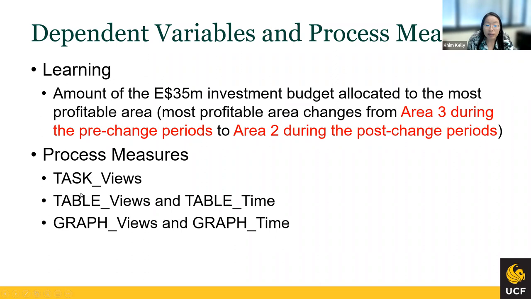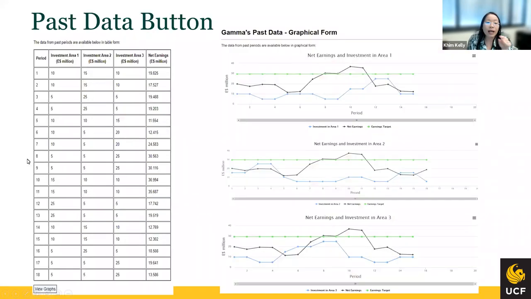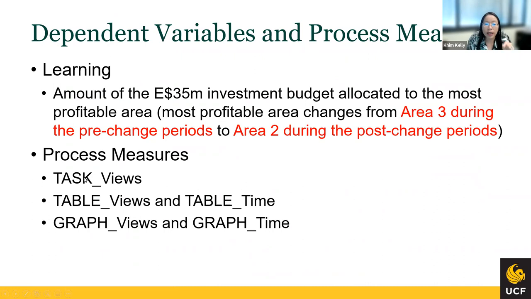We also have some process measures. Remember that pass data button? We actually record the number of times they click on this task button to look at task instructions. We also record the number of times they click on this table and the number of seconds they view this table. We then also record the number of times they view this graph and the number of seconds that they view this graph. All right, so those were the process measures: task views, table views, table time, graph views, graph time.